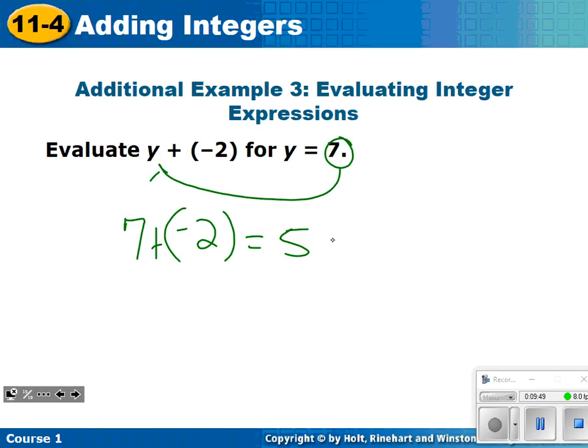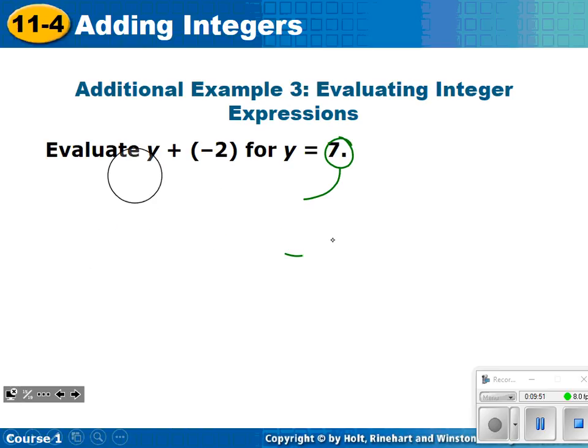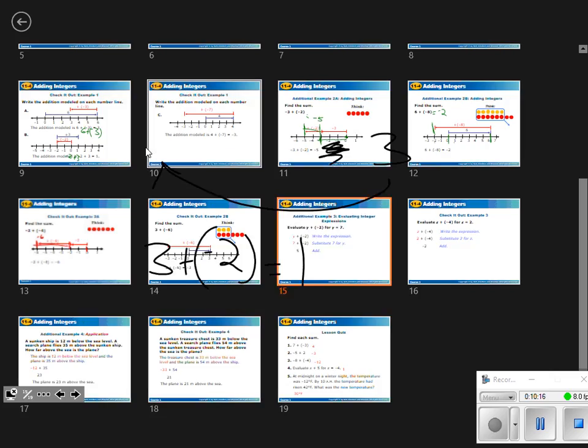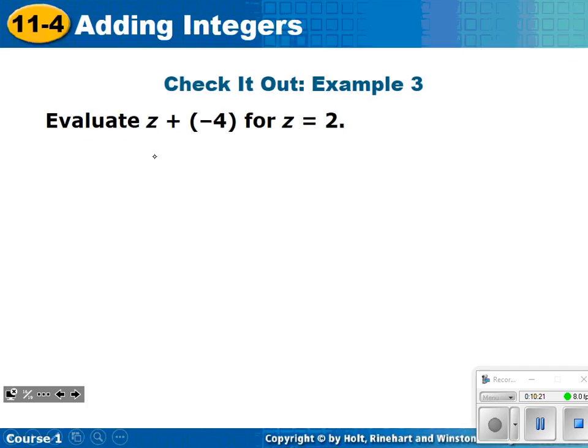Now, if it said y equals 3 instead of 7, all we do is we take this 3, we plug it in there, and we end up with 3 plus negative 2. And what's the answer to that? 1. Okay. I will caution you with this. You guys are going to get good at this, and you're going to want to start going really fast. Okay, so be careful of that.